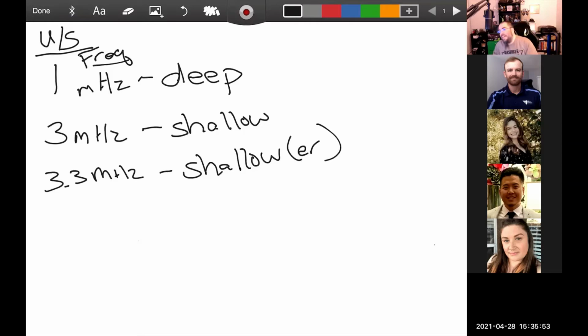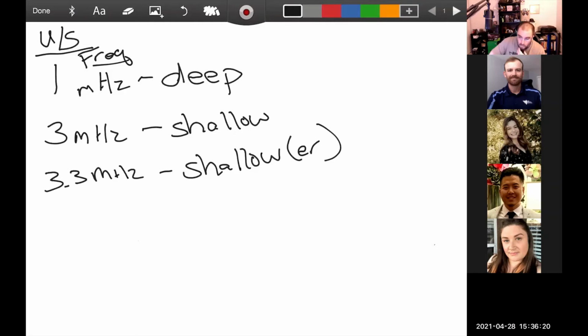Now, let's say instead of that, I'm now saying that we want to work on the extensor muscles of the wrist. You need to heat up the extensor muscles of the wrist. Is there a lot of meat out here? No. No, right? So then we're going to go with the other two, either 3 or 3.3.